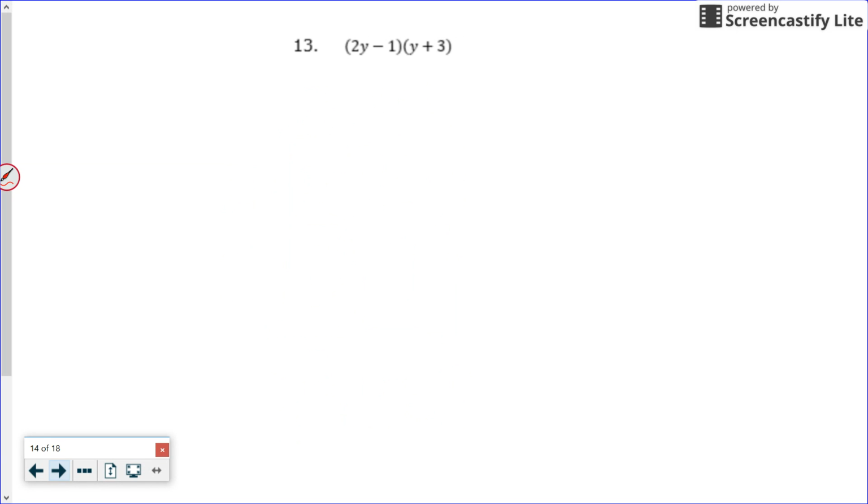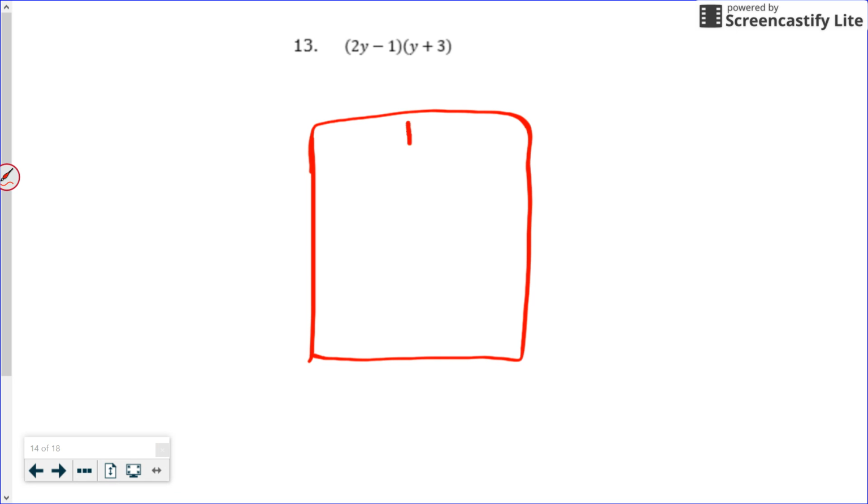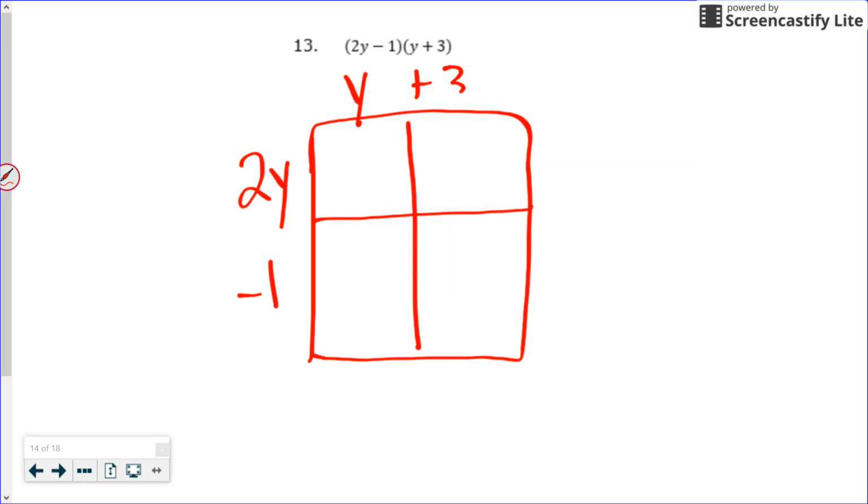Number 13, another multiplication. Another binomial times binomial, so we're going to have a 4 square box. Put my factors on the bottom and the top. It does not matter which one goes where, so don't stress out about that. 2y times y, that would be 2y squared. 2 times 3 would be 6y. Negative 1 times y would be negative y. And then negative 1 times 3 is negative 3.